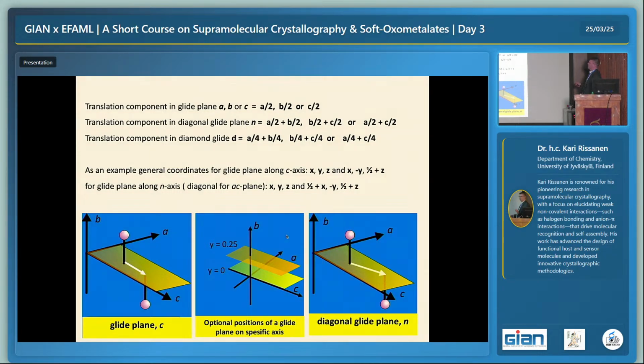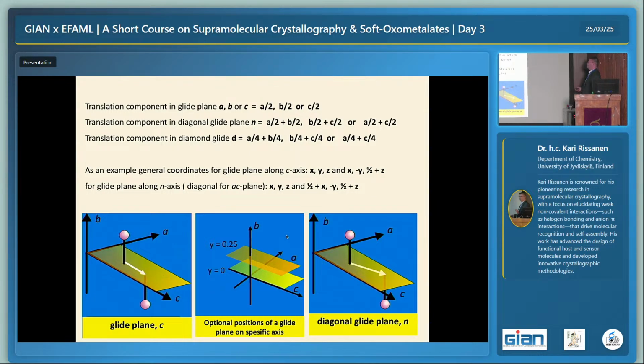So if we have an A plane, then it moves 1 over 2 of A. For B, of course, the movement is B over 2, or if it's C, it's that. So it's along the axis. Or it can be diagonal, or in cubic systems also, it can be diagonal. So it goes like this, but this only exists in the cubic systems. And the point in here is that this is rather complex to think about, but luckily it's rather rare also. You can see this kind of thing in very highly symmetrical structures.